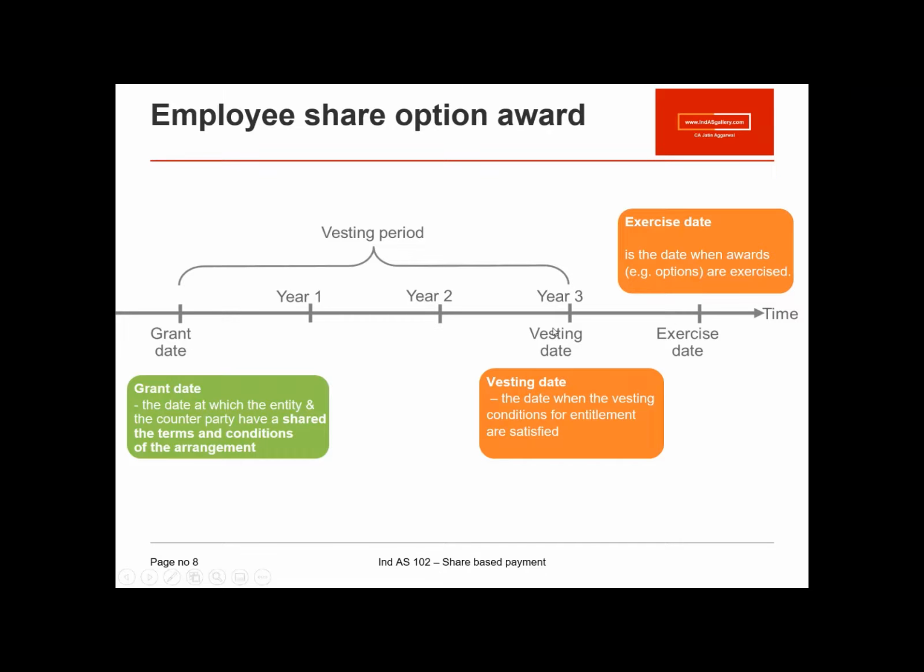Then we have a vesting date, the date when vesting conditions for entitlement are satisfied. That means this is the date when employees will get to know how many options they will actually be granted against the services that they have provided. Finally, we have an exercise date. Now, this is a broad arrangement. This is how normally an ESOP scheme would look.